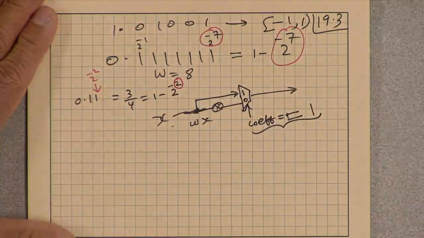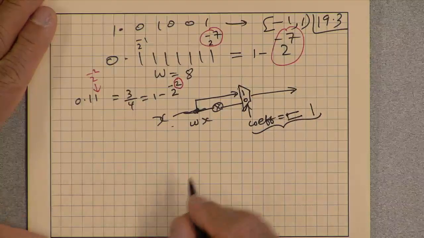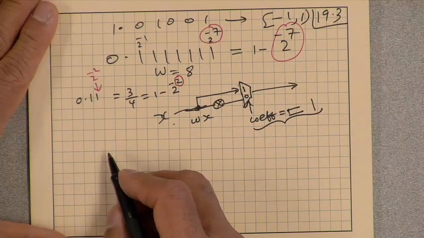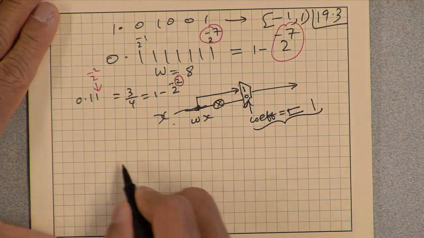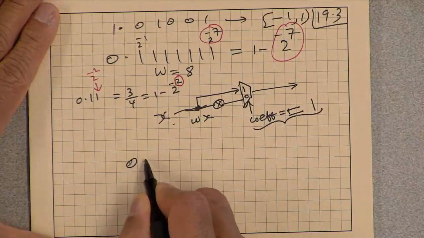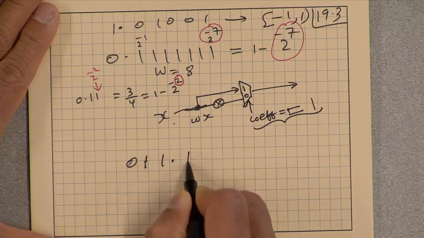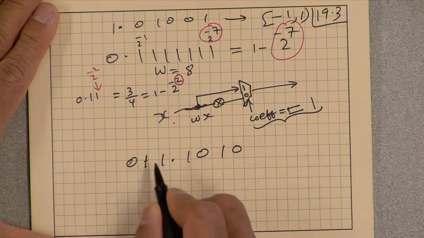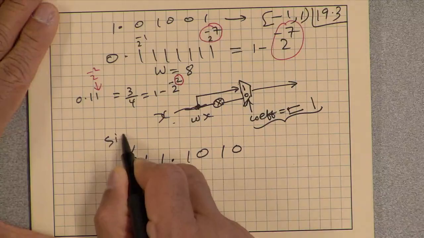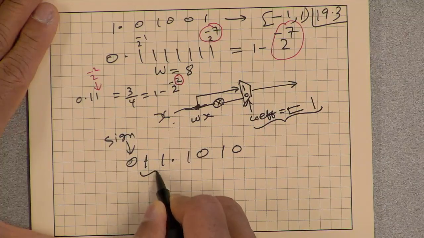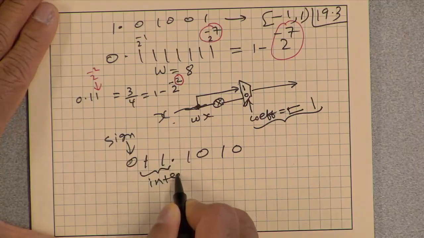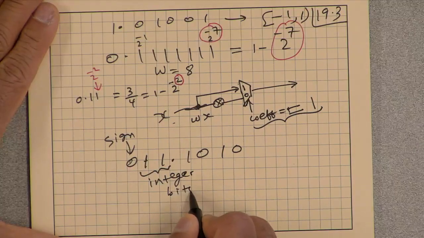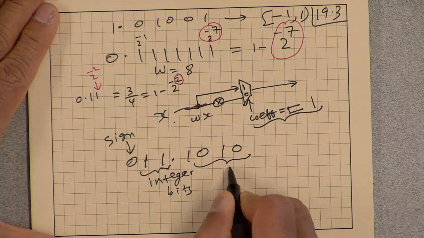Okay, so sometimes we may be interested in more integer bits. So for example, if I have something like that, this then is the sign bit, but then there are more integer bits. I say integer because these are fractional bits.